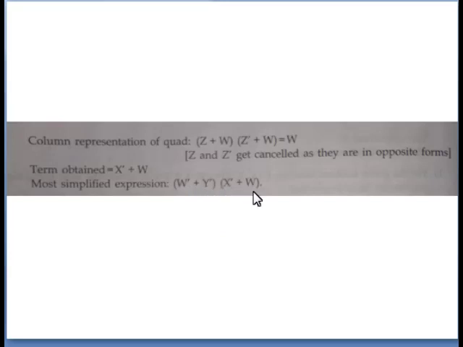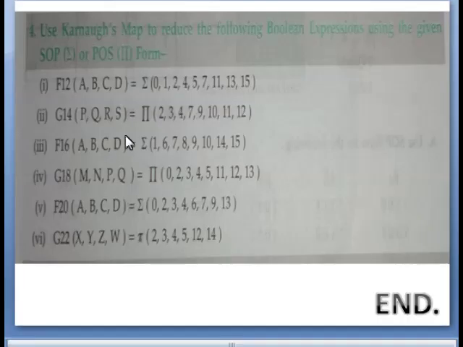Okay children, now I am going to give you some expressions, some cell numbers and some functions to reduce the Boolean expressions regarding sum of products and product of sum. Do it, practice it. This is a very important chapter, and more questions will come in Section A from this part. So this is the end of chapter number 3.